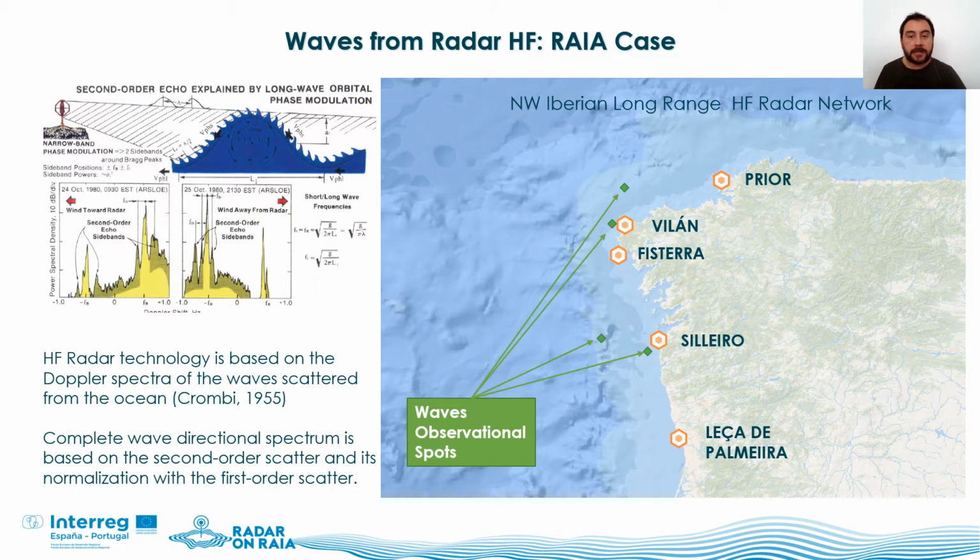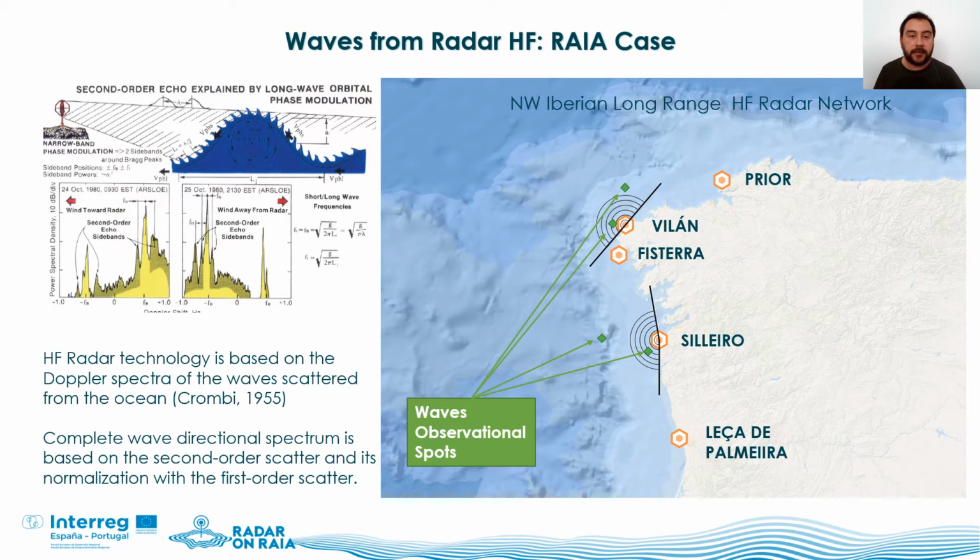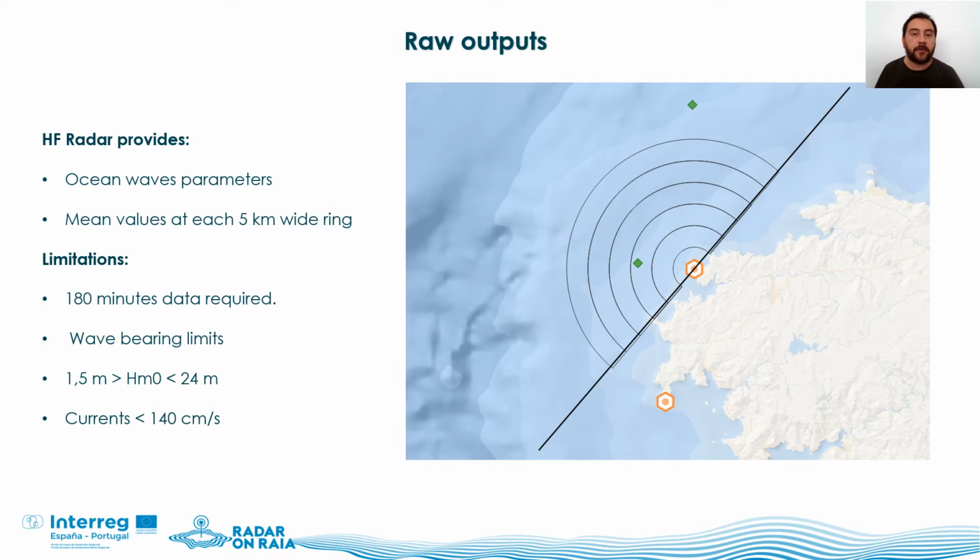So far, this study has been fully developed for Vilan and Silleiro stations. As I said before, each HF radar station is able to provide us with the height, period, and direction of ocean waves, but not for wind waves. The observed values correspond to the different average parameters averaged in concentric rings 5 kilometers wide.